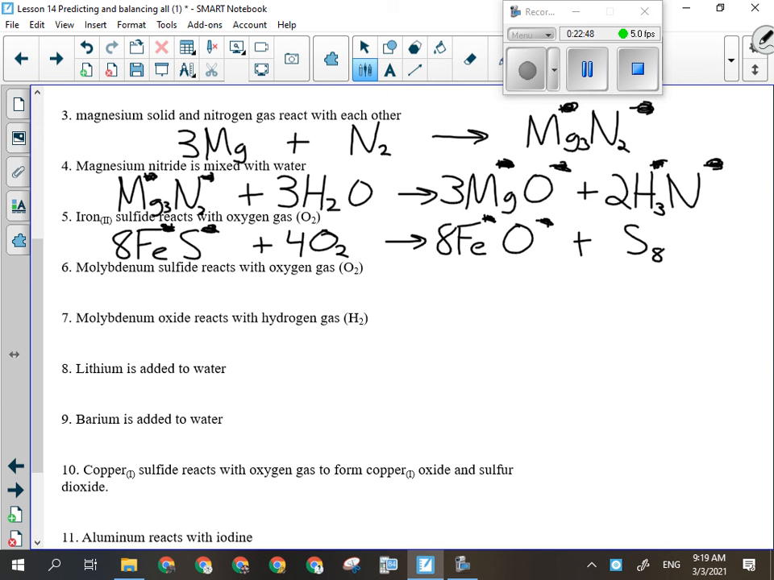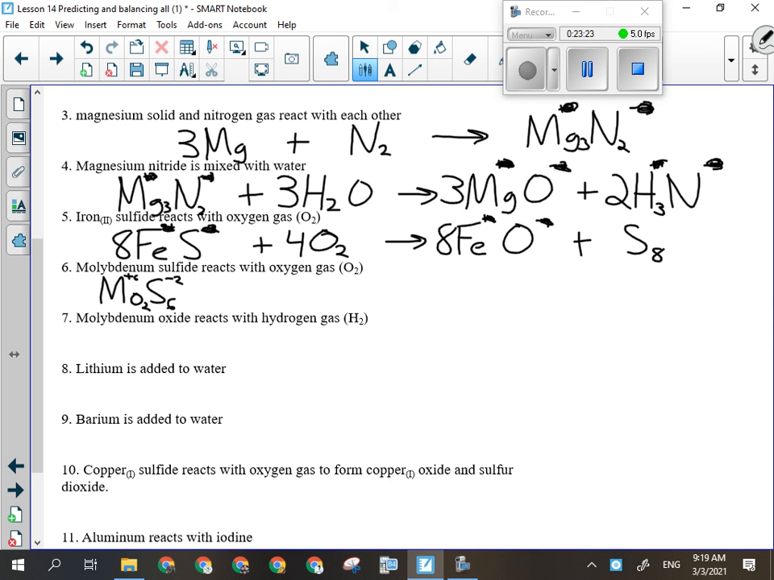Okay, so I've got molybdenum sulfide. So Mo with S. And the charge on molybdenum is 6. Is that right? Yeah. So I've got +6 and -2. Here's something that hasn't come up in like 3 weeks. But when I drop and swap this, I get 2 and 6. Do I want to leave it that way? No. What do I do? Reduce it.